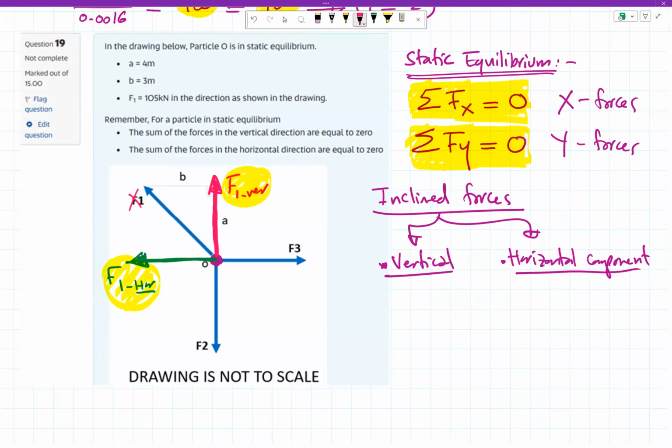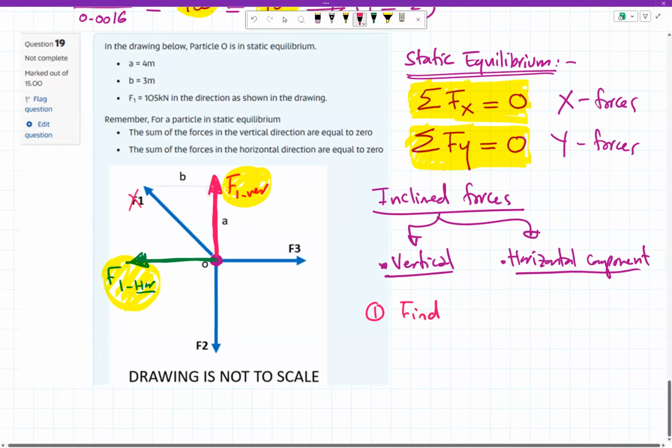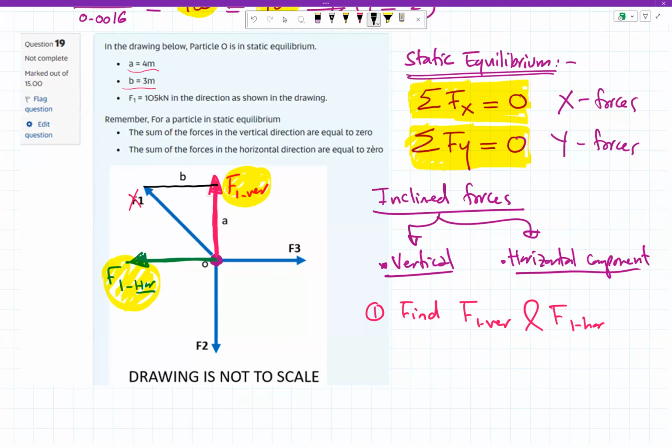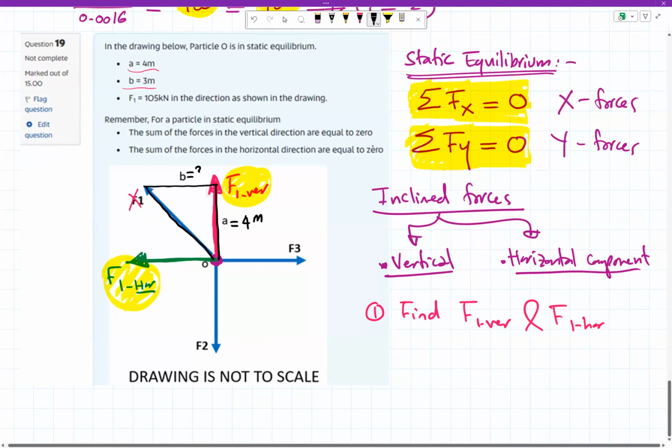So let's look at the example and start. The first step is to find F1 vertical and F1 horizontal, right? So what is given to us? Given to us A is 4 meter, B is 3 meter. What is A and what is B? In this black triangle, this is A equal to 4 meter. This is B equal to 3 meter. This angle is a right angle.